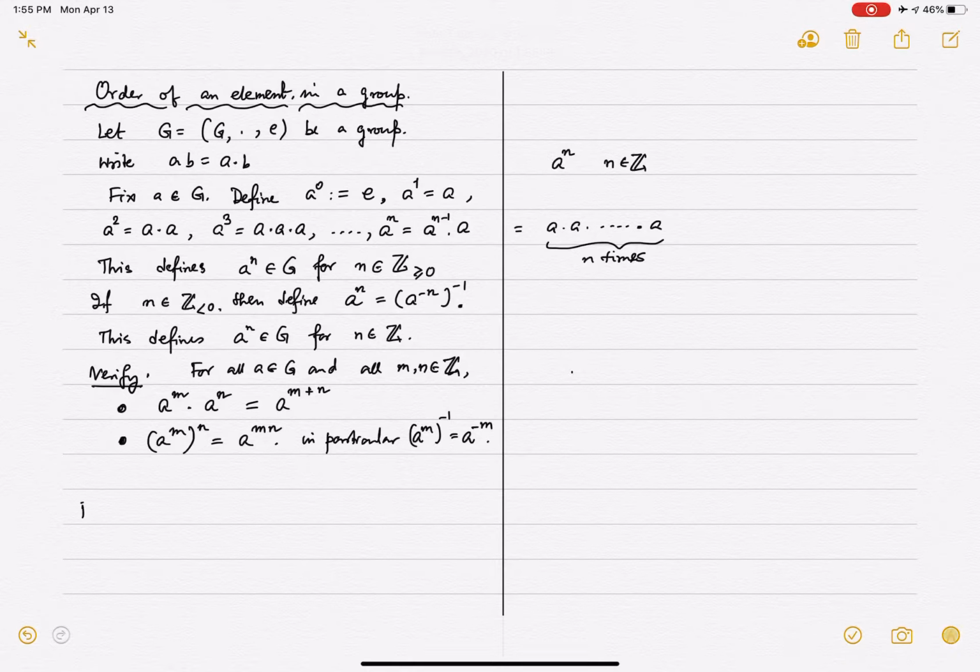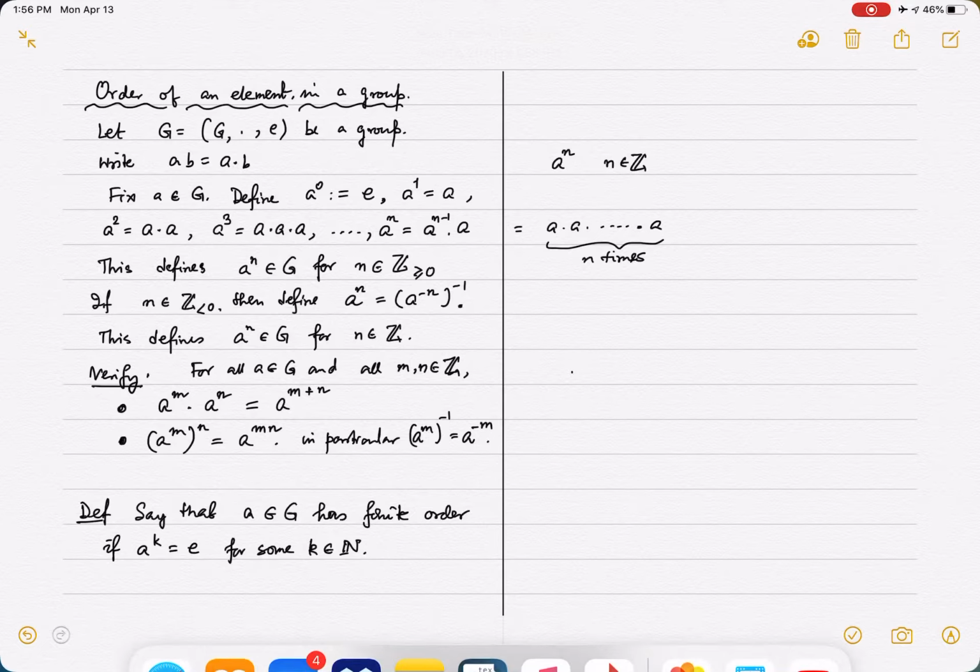Definition. Say that a in G has finite order if a to some power is identity. And of course, a to the 0 is going to be identity. I don't mean that. I mean some positive power, for some natural number k. Otherwise, we say a has infinite order.